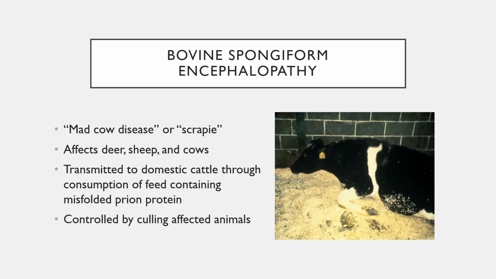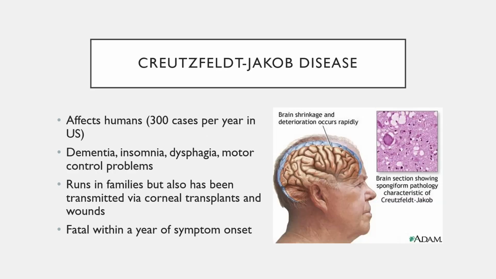In humans, there is an infection with a similar pathology called Creutzfeldt-Jakob disease. This affects humans at a very low rate. There's approximately 300 cases that occur in the US every year, so it's a rare disease. It has essentially the same pathogenesis as bovine spongiform encephalopathy in that it involves the development of plaques in the brain that lead to a spongy texture. And the degeneration is associated with dementia, insomnia, dysphagia, which is the difficulty of swallowing or speaking, and motor control problems.